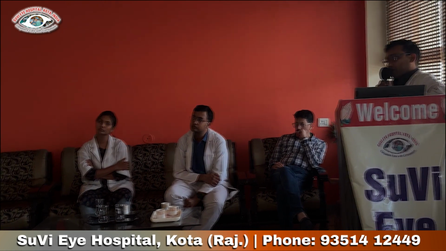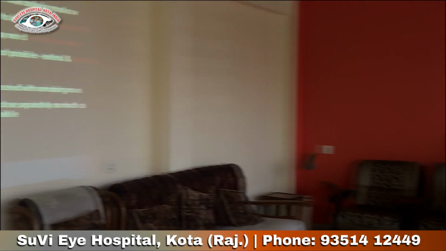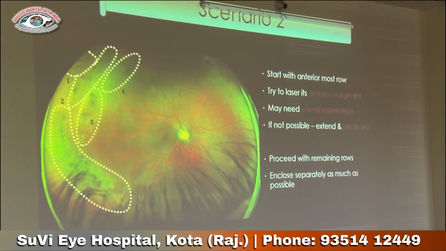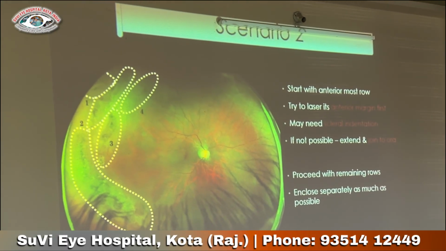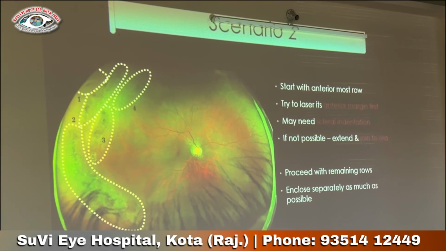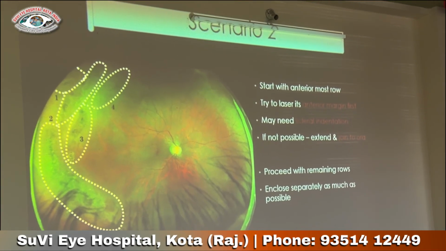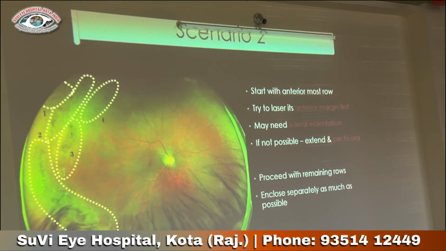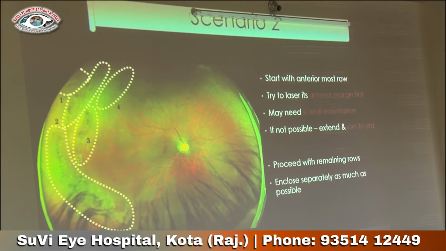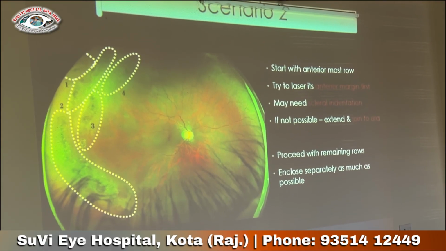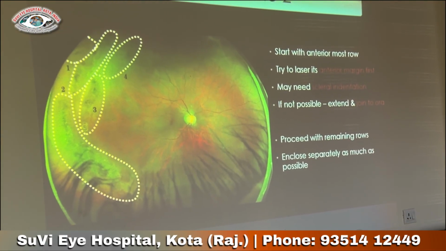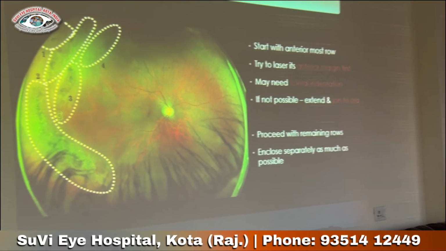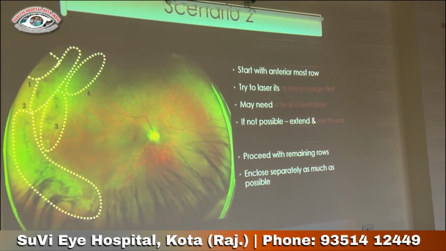So in this case, you can do all the lattices separately. There are five lattices there. You can see the first one is connected to the ora, and the rest are all individually lasered, and they are lasered nicely. This is the case of lattice. We'll move on to the next level.